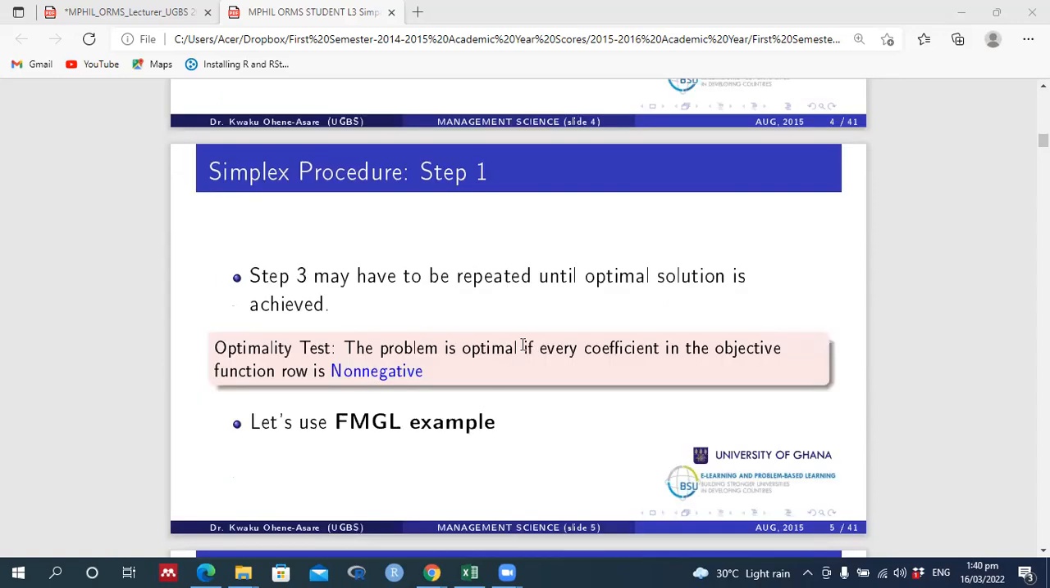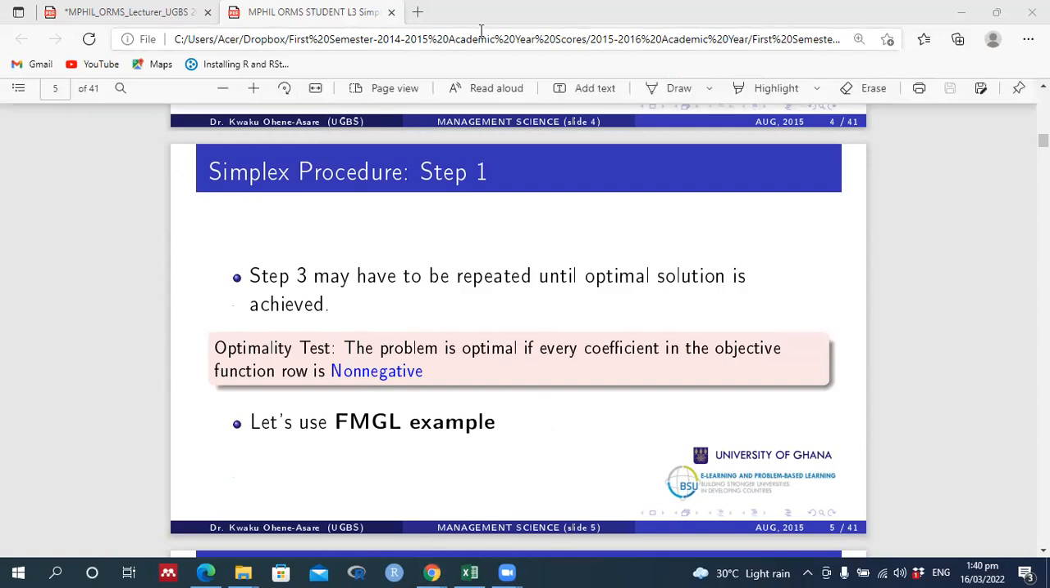But for us to follow the steps, let's take an example. Let's take an example and it will take us through this process. Because we are all familiar with the Fan Milk Ghana Limited problem, we would be using that. So a moment, let me share my screen.